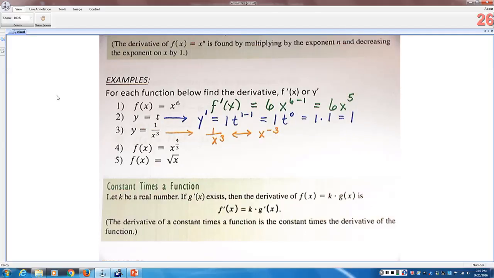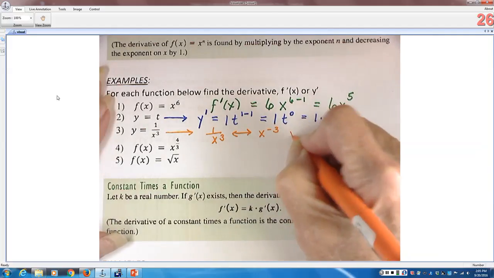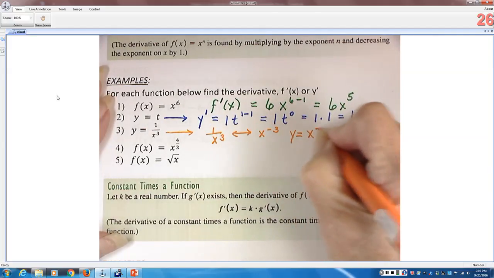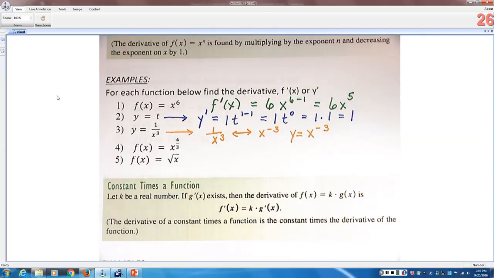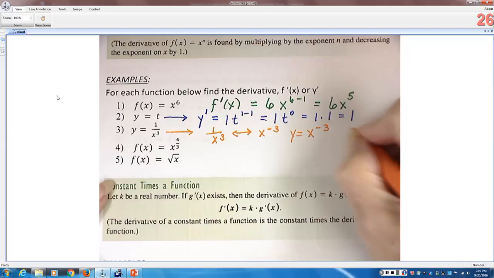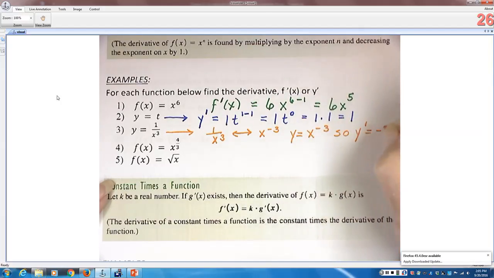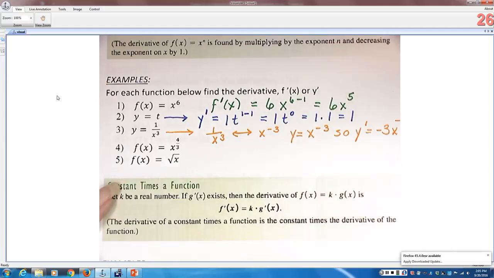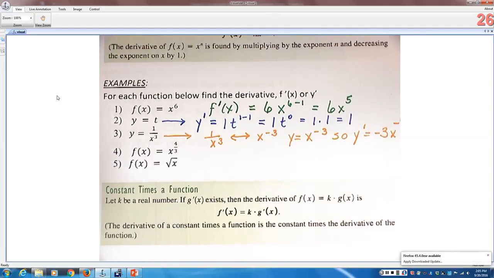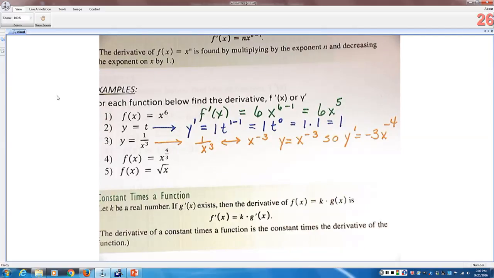So if y equals x to the negative 3, what do I do with the negative 3? Drop it down in front, and then subtract 1 from the negative 3. And negative 3 minus 1 is negative 4. Okay?